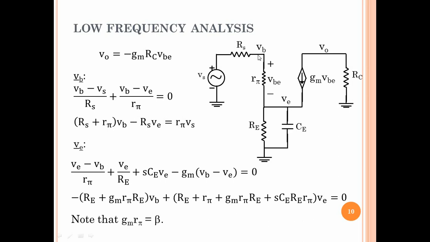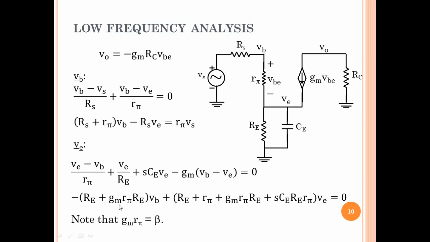So at the base node, we write VB minus Vs by Rs plus VB minus VE by R pi equal to 0. And if we multiply out by Rs R pi, then we'll get one equation in VB, VE and Vs on the right side, because Vs is a known quantity. At VE, we'll have VE minus VB by R pi plus VE by RE plus SCE VE, because this is VE over 1 by SCE, minus GM VB, 4 terms equal to 0. So we write that here. Again, we multiply out by R pi RE and we combine terms. So there is only VB and VE in this equation. So we'll get this big equation.